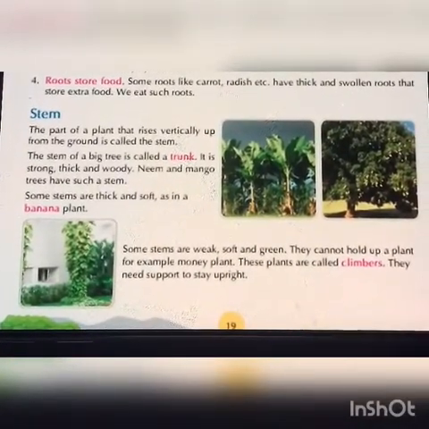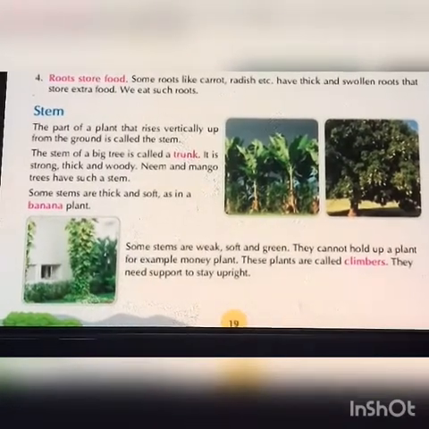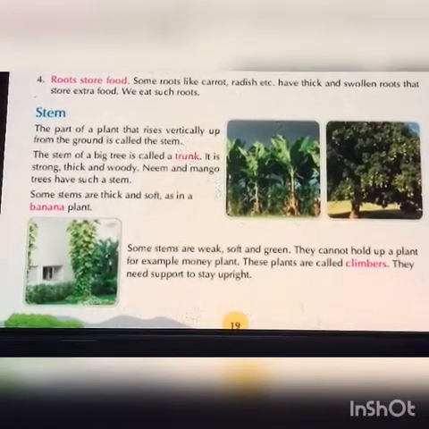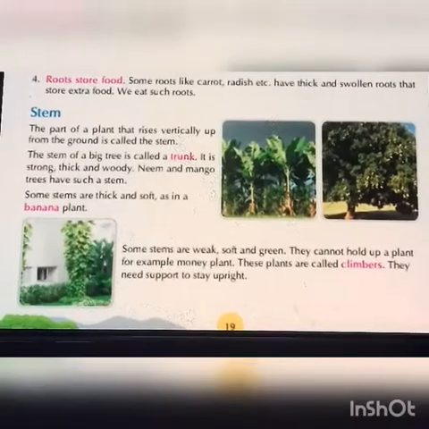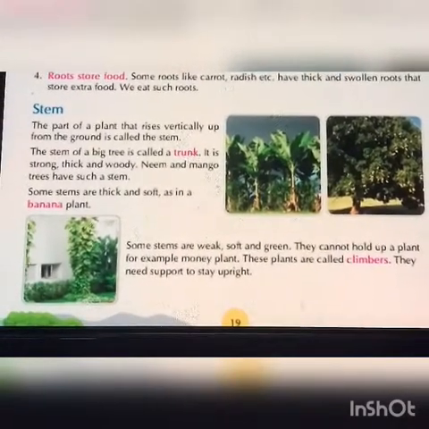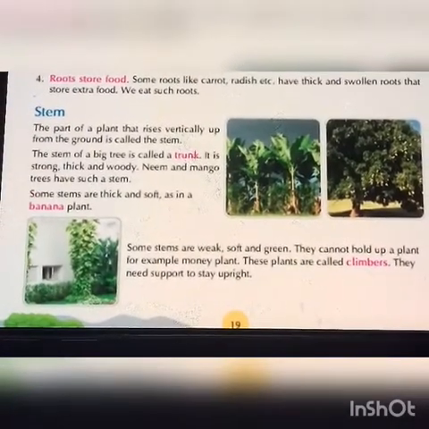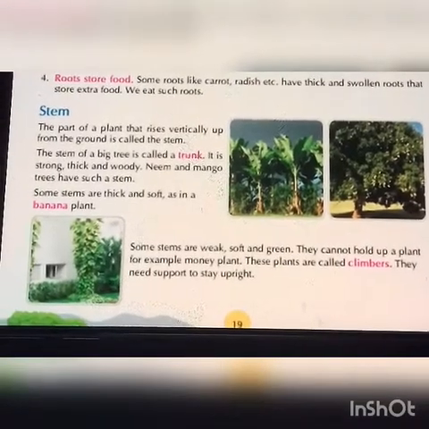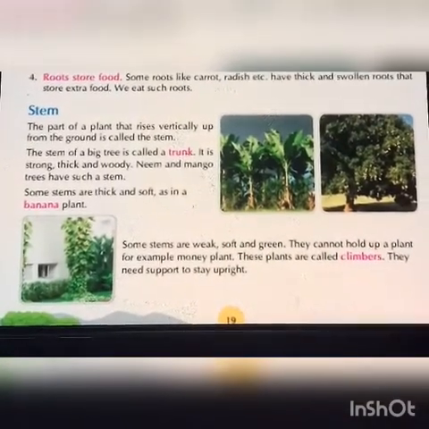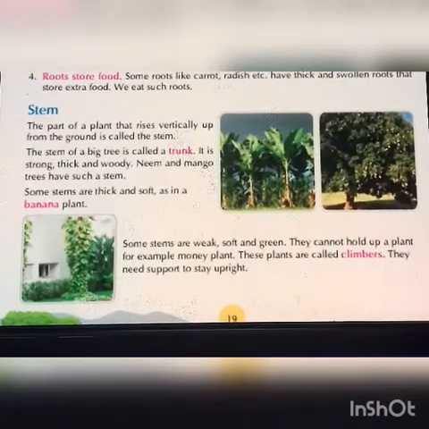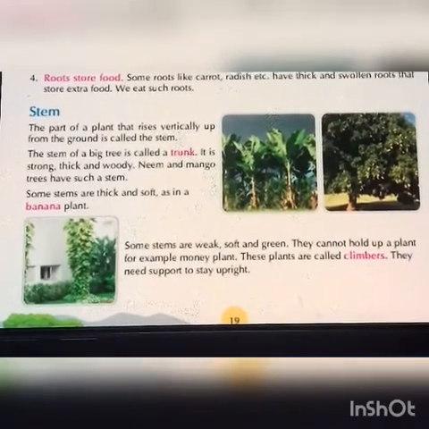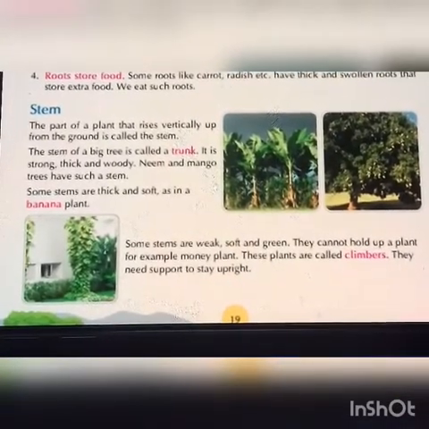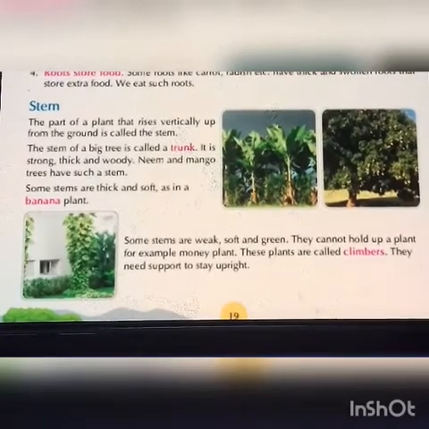Some plants also have weak stems and they need support to grow. With a support, they can grow upward. They are called climbers, like money plant, grapevine, etc. Some plants have hard, thick and woody stems. They are called shrubs, like rose, hibiscus, jasmine, etc.